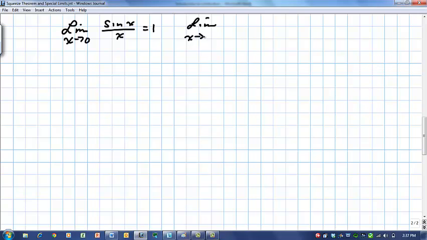Now I'm going to give you a couple of examples using these 3 special limits. Remember, the 3 special limits were: the limit as x approaches 0 of the sine of x divided by x is equal to 1. The limit as x approaches 0 of 1 minus the cosine of x over x is equal to 0. And the limit as x approaches 0 of (1 plus x) to the 1 over x is equal to e.